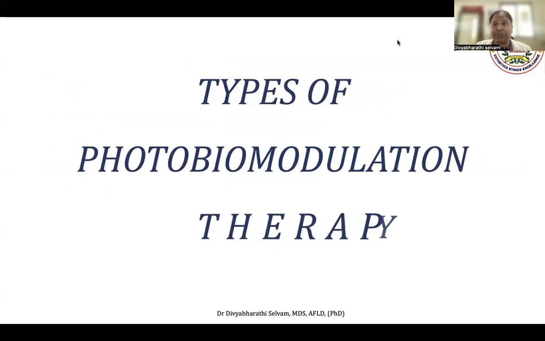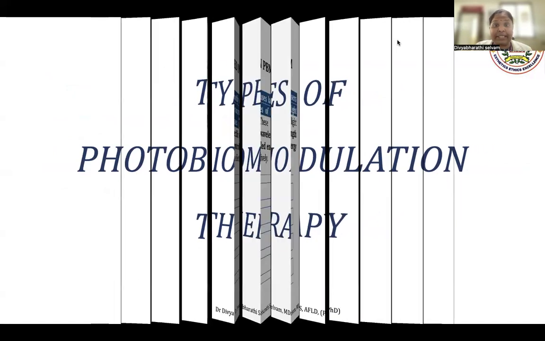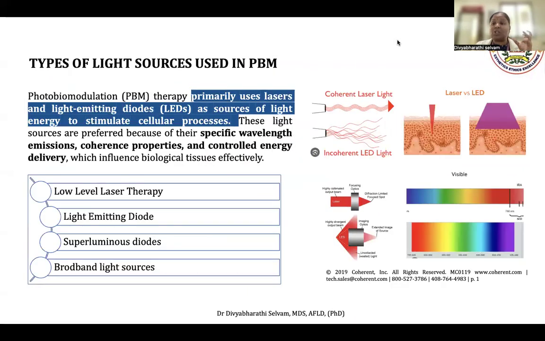So thereby PBM can be successfully utilized in tissue repair, especially for its regenerative capacity in the dentistry field. So what are the different types of photobiomodulation therapies? Based on the source of the light, we can categorize them into low level laser, light emitting diode, superluminous diode, and broadband light. Between these four, the first two are more commonly used in both the medical and the dental fields.